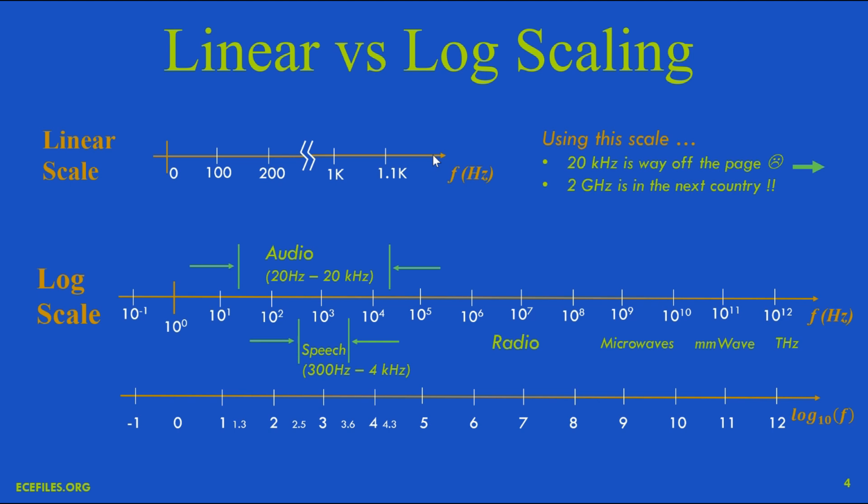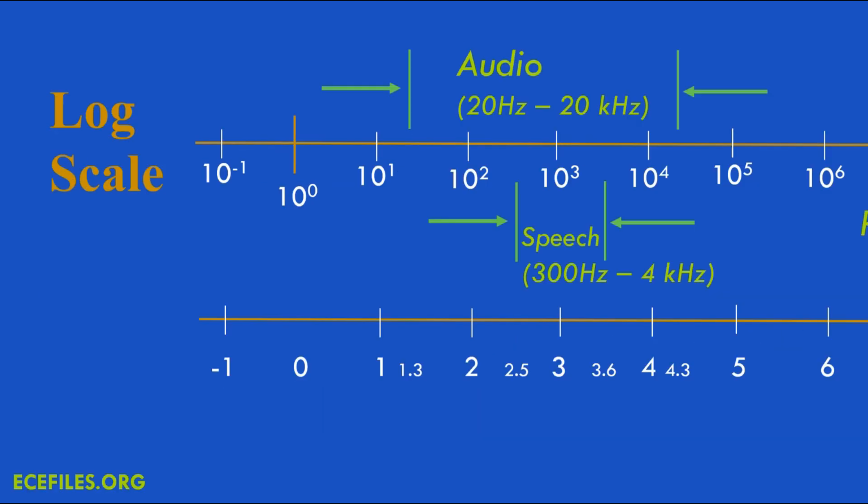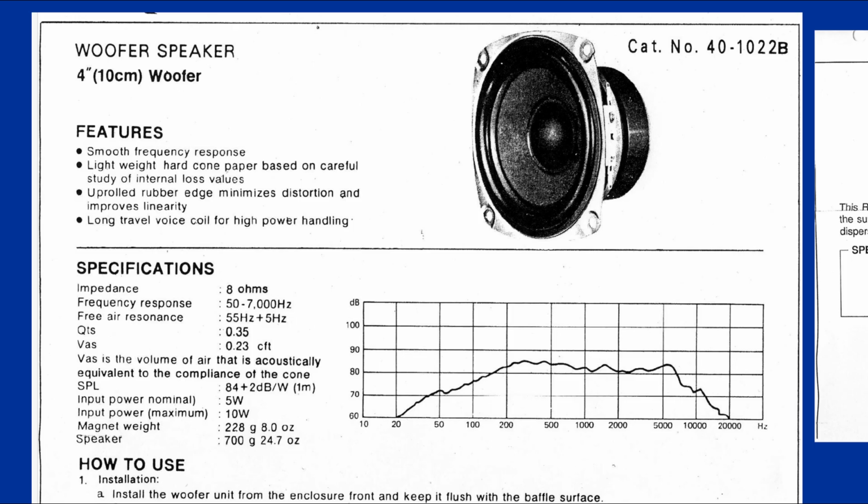Oh my, even 2 kilohertz is way off this slide to the right. And 20 kilohertz is way, way off the page. So that's why we use log scales, like this one. We can compact like 12 orders of magnitude in frequency into a scale that can fit on a single page. Even if we're just interested in audio, we still have to use log scales. And many of you have probably seen audio circuit or speaker data sheets and seen these logarithmic scales on them.